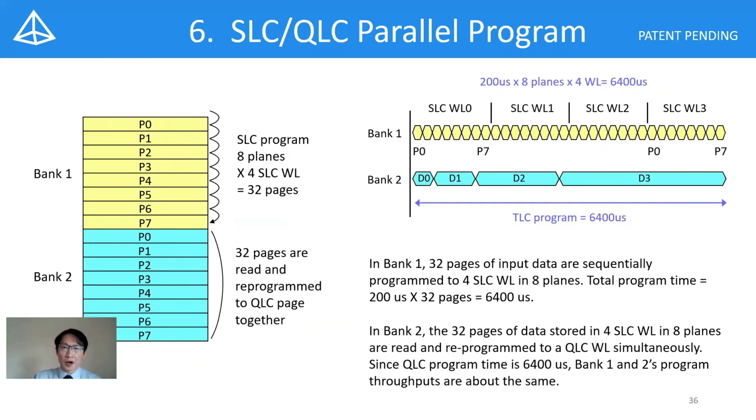This slide shows a detailed operation for the parallel programming. When bank 1 performs SLC program to 8 planes in serial, bank 2 will perform the QLC program to 8 planes in parallel. Although the QLC program time is 8 times of SLC, since bank 2 programmed 8 planes in parallel, the program throughput of bank 1 and bank 2 will be the same. In this way, the data can be continuously programmed to SLC and then move to QLC in SLC speed.